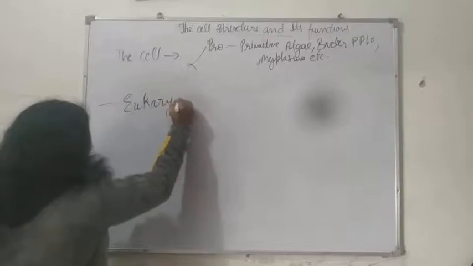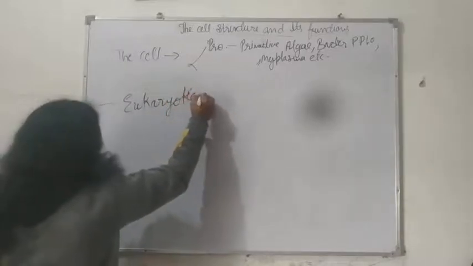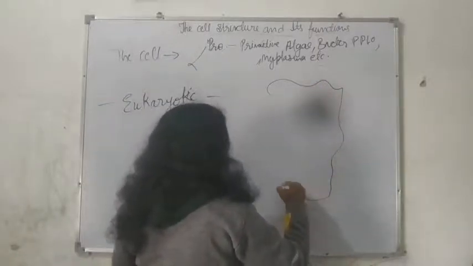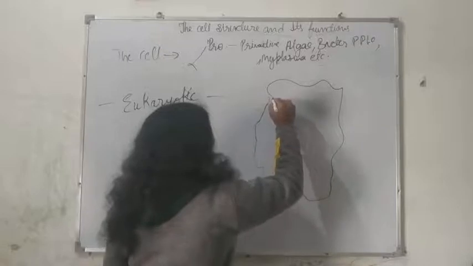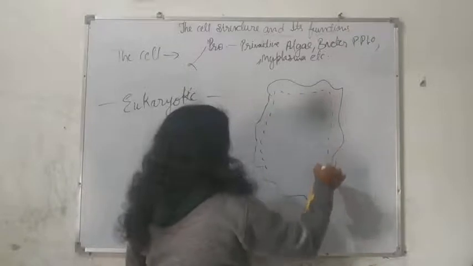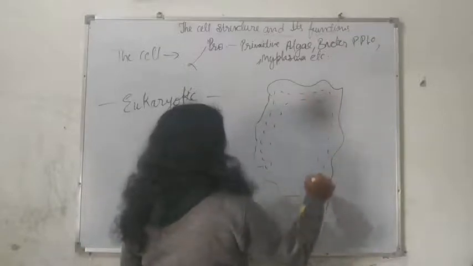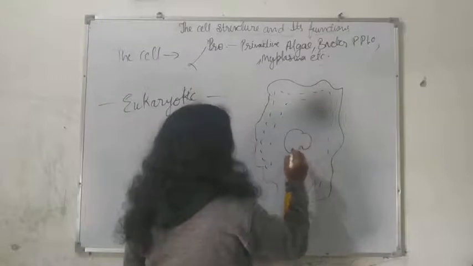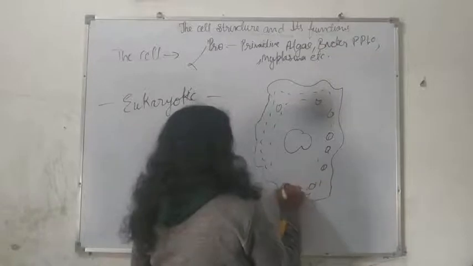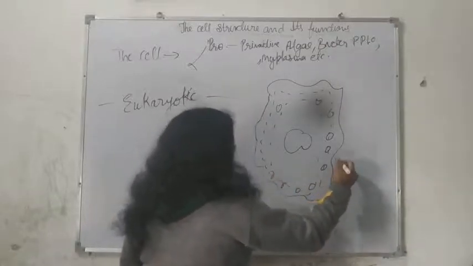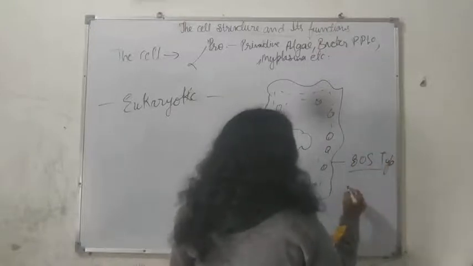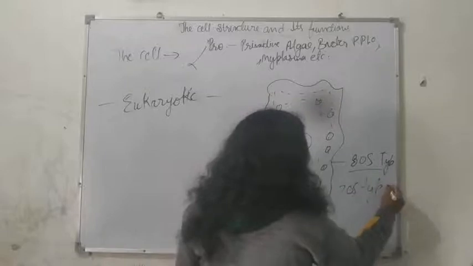Eukaryotic cell. In the typical eukaryotic cell, the cell membrane or plasma membrane covers the matrix or cytoplasm. In the central part, the nucleus is found. Ribosome particles are found in the cell. In the eukaryotic cell, 80S ribosomes are found, whereas 70S ribosomes are found in prokaryotic cells.